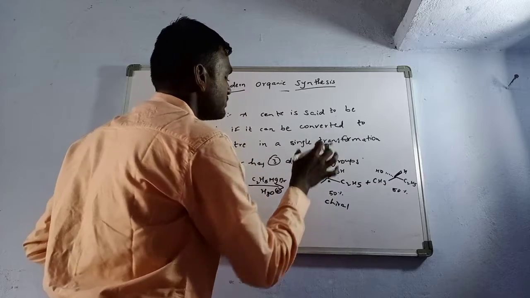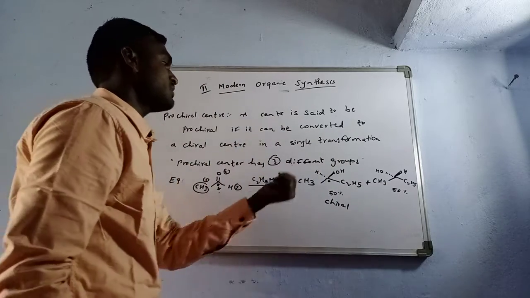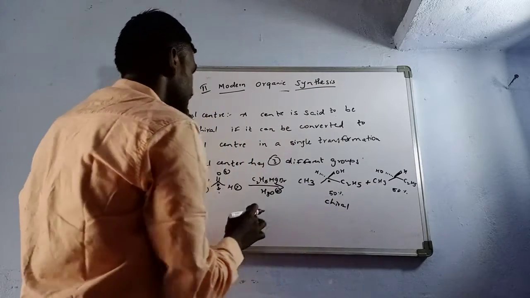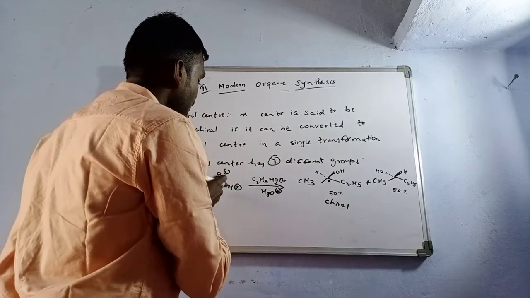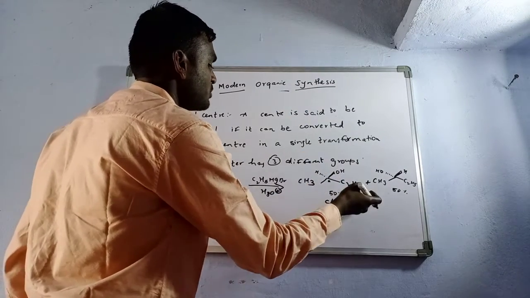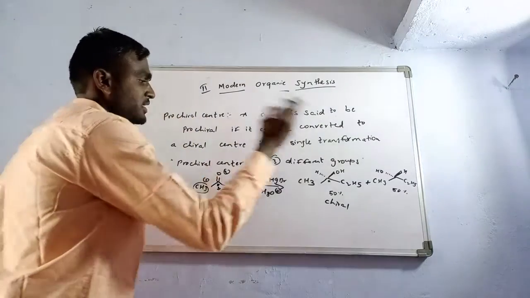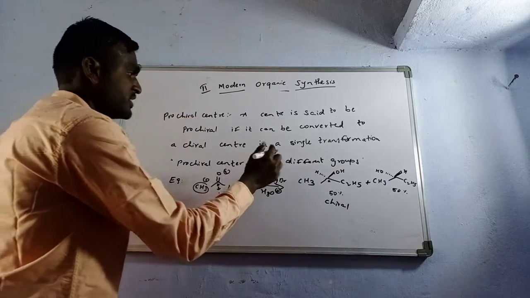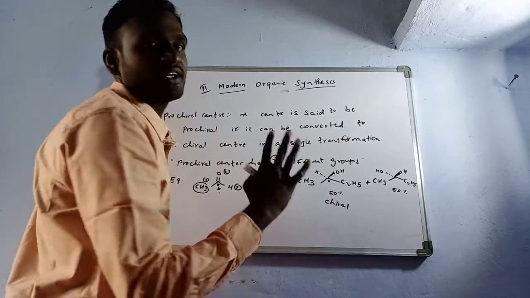Okay. Whenever a center is said to be prochiral, it can be converted to a chiral center in a single transformation. In a single transformation, the prochiral molecule can be converted into a chiral molecule. The prochiral molecule will have the prochiral center, and the chiral molecule will have the chiral center. A prochiral center has 3 different groups, and a chiral center will have 4 different groups.